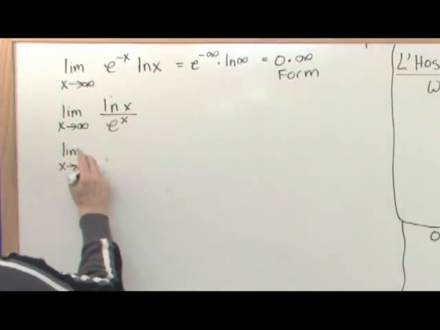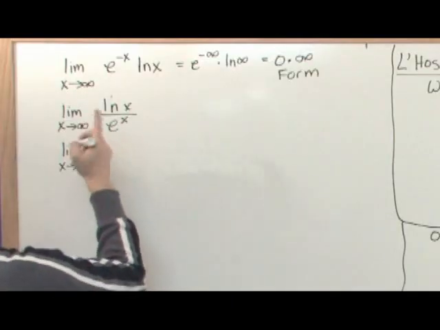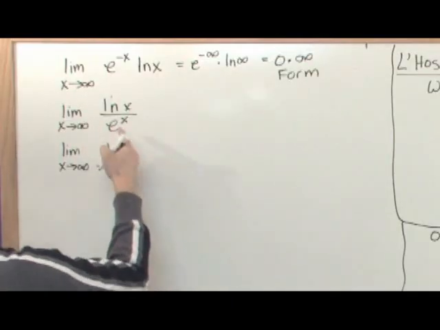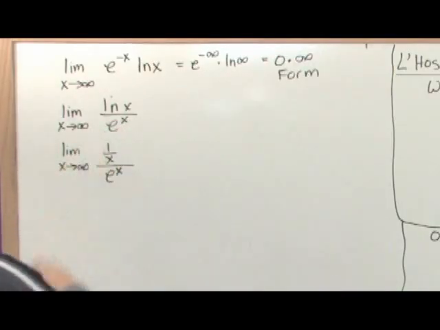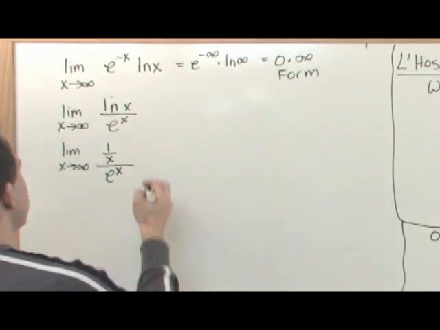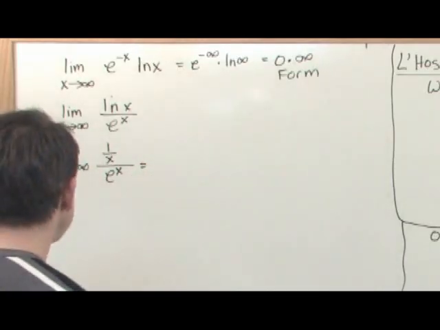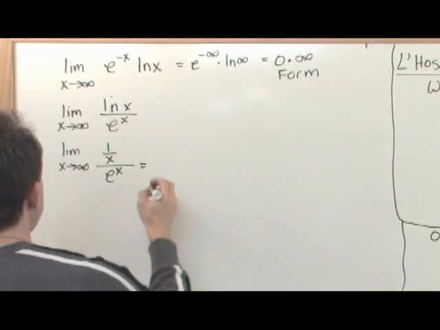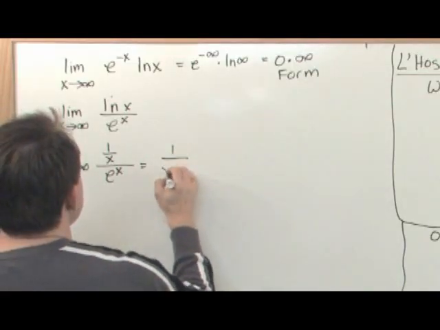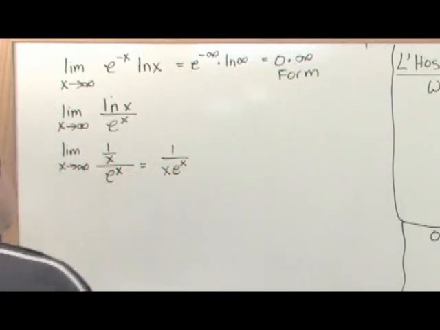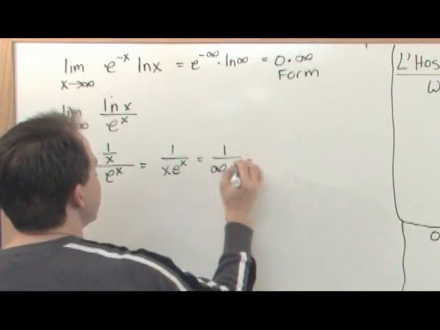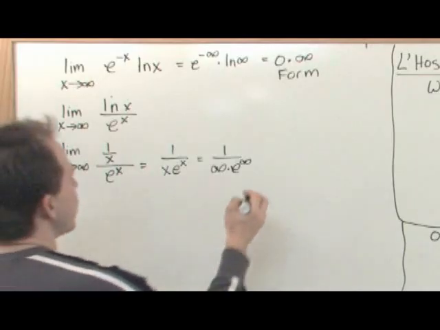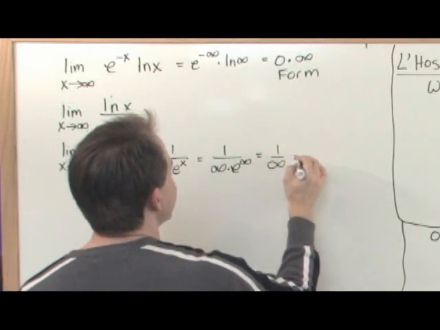As x goes to infinity, the derivative of the natural log is 1 over x, and the derivative of e to the x is simply e to the x. So if you evaluate this, you're going to have 1 over x times e to the x, just moving this down into the denominator. And so what you're going to have is 1 over infinity times e to the infinity. Okay, so you're going to have infinities all around, so you're going to have 1 over infinity, which is going to equal 0.